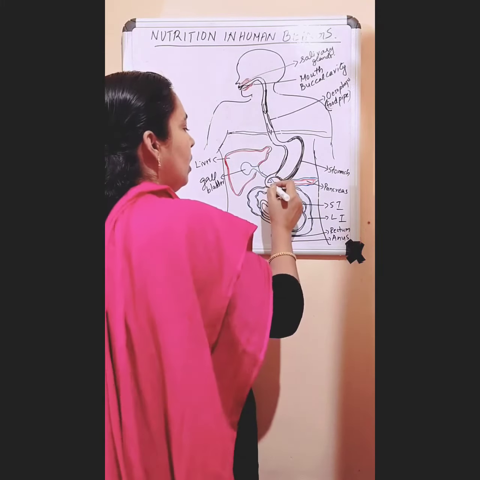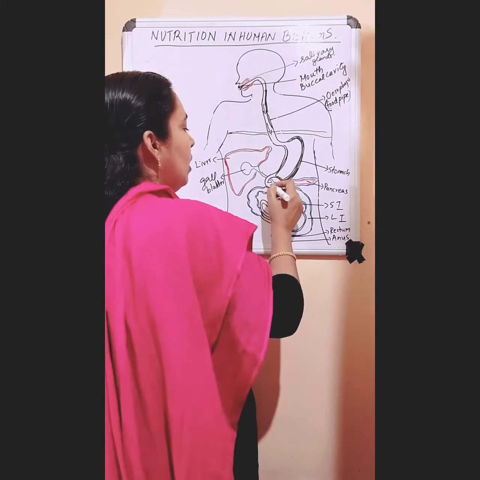Then the next step is absorption. So the third step is absorption. Here the digestion of food is completed in the small intestine, and the digested food is absorbed by the walls of the small intestine. And the small intestine is specially adapted for this purpose.